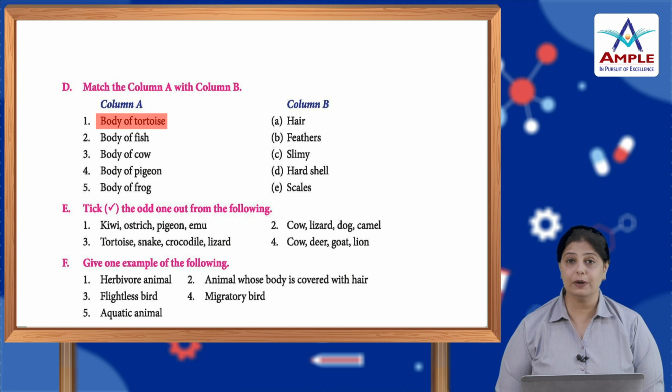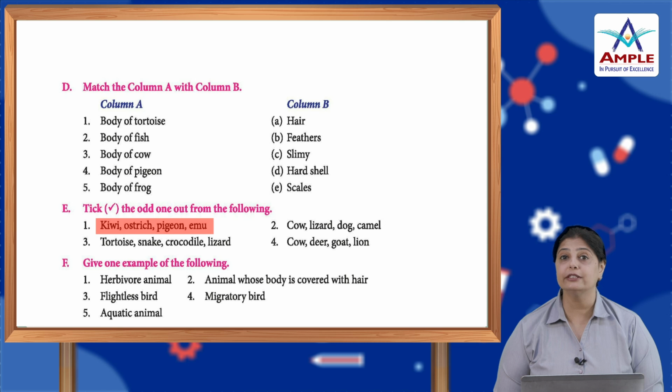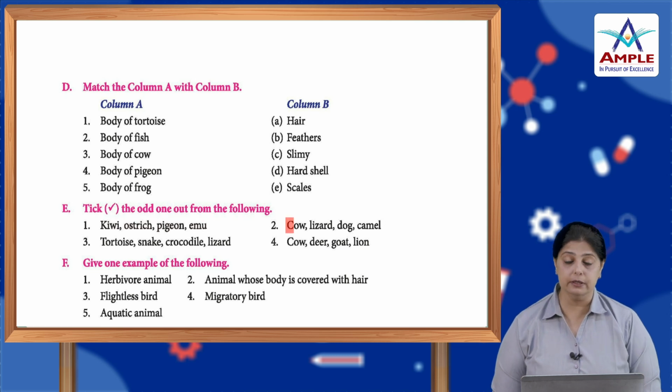Body of tortoise, what does it have? It has a hard shell. Body of fish has scales. Body of cow, it has hair. Body of pigeon has feathers. And the body of frog is slimy. Alright. Now, take the odd one out from the following. Kiwi, ostrich, pigeon or emu? Pigeon, because pigeon can fly. The rest of them are flightless birds.